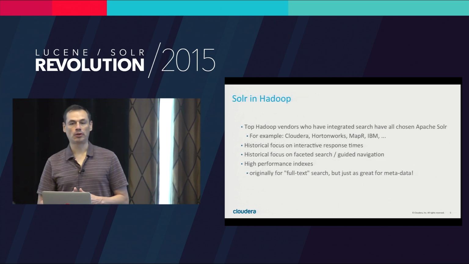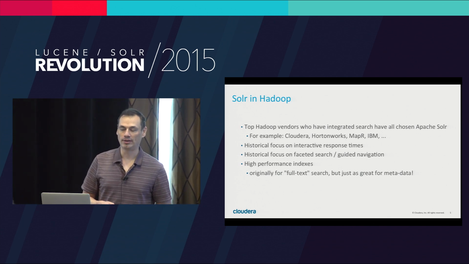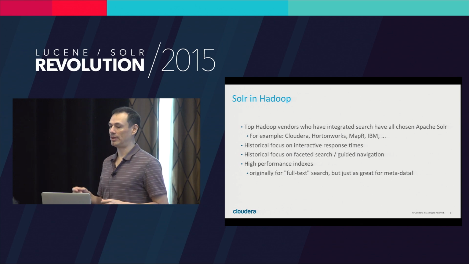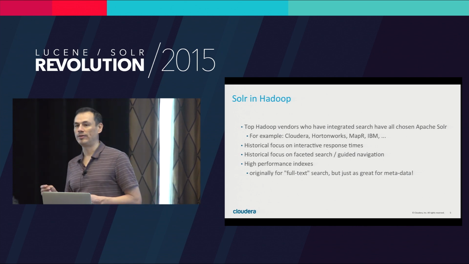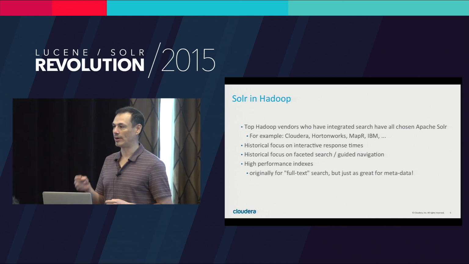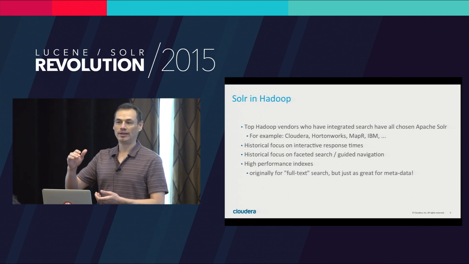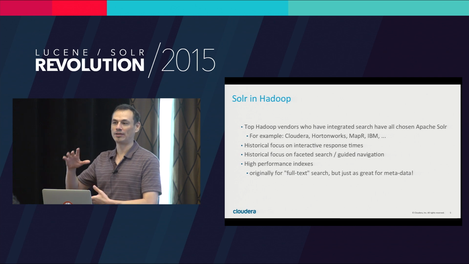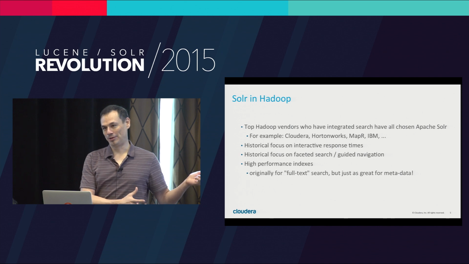Now, if we look at Solr and Hadoop specifically, Solr has carved out a pretty good spot in the Hadoop ecosystem. If you look at all the top Hadoop vendors who have chosen to integrate search, they've all chosen Solr. And I think part of it is because we've had that historical focus on interactive response times. We all want everything to be sub-second if possible, or at least examples of these things to be sub-second. You get faceting, yeah, it works sub-second, and then people throw it on 40 or 50 fields and it's not sub-second anymore. But at least we want some of it to be able to be sub-second.